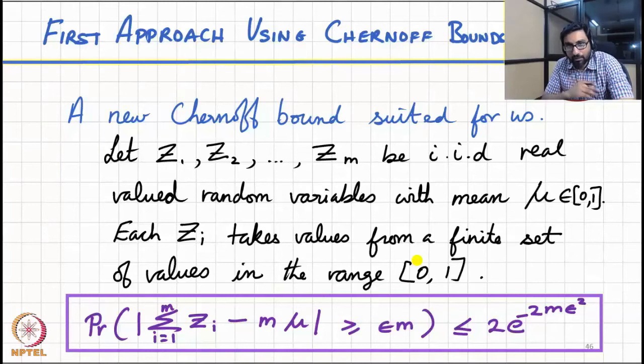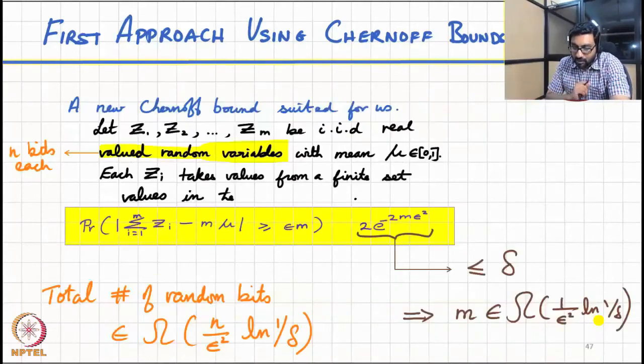In particular, let's look at the difference between the sum of the Zi's minus m times mu, the mean of each Zi. What is the probability that the absolute difference between these two terms is more than epsilon m? Well, we get a Chernoff bound here, and that's at most 2 times e raised to the negative 2m epsilon squared. So this is very nice, it makes life easy.